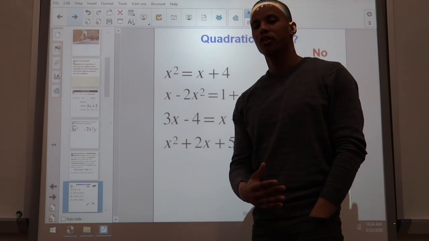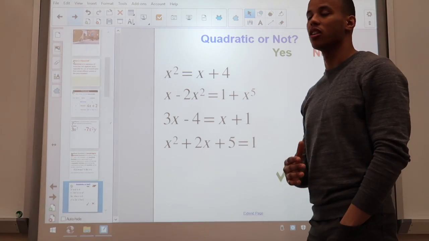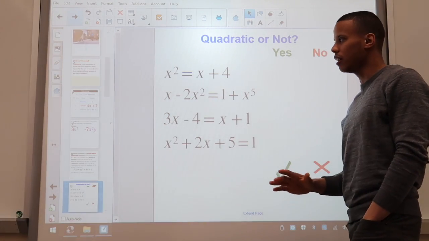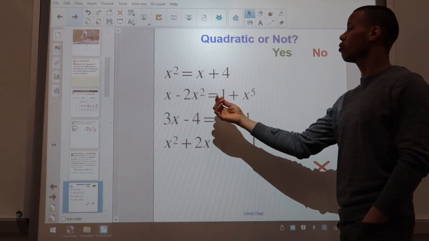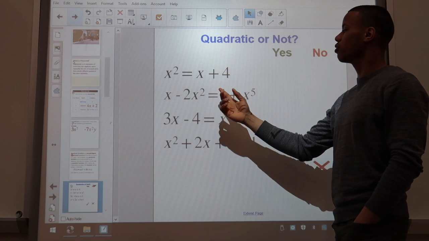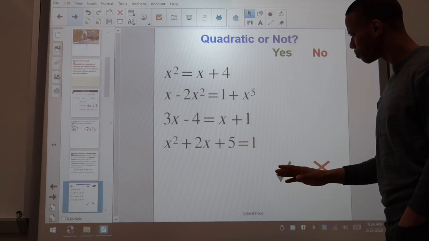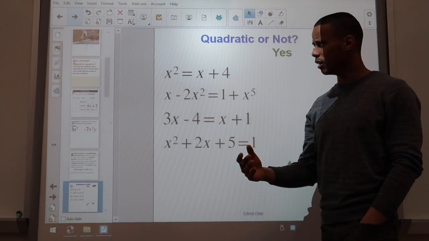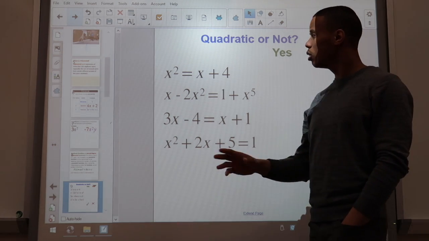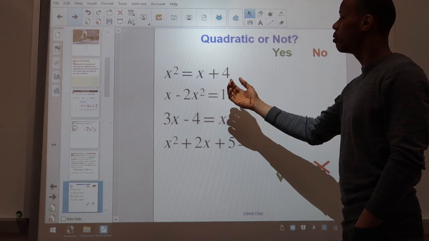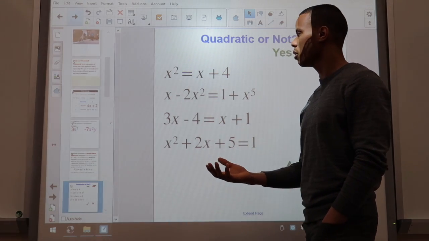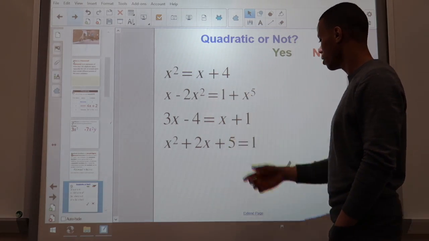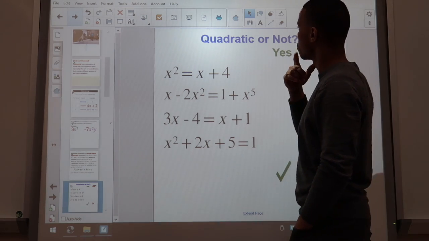So now that you have the definition of what a quadratic function is, let's see if we can identify them. For the first one, you have x squared equals x plus 4. If you're not able to see at this moment, you can put all your variables and all your constants on the same side of the equation. So if I was to solve this one, let's see what we got.